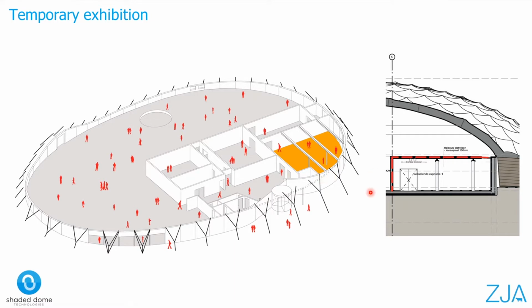Thanks to various methods or measures such as extra insulation of the roof and the box-in-box solution, we were able to achieve the desired level of indoor climate control in terms of temperature and relative humidity.